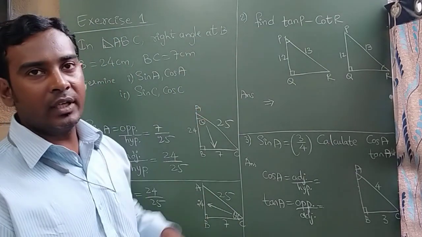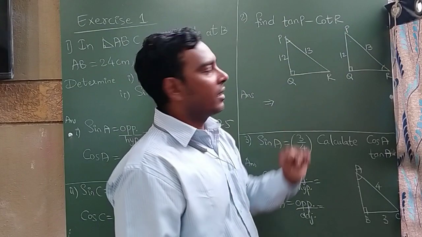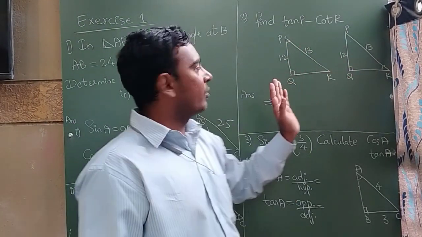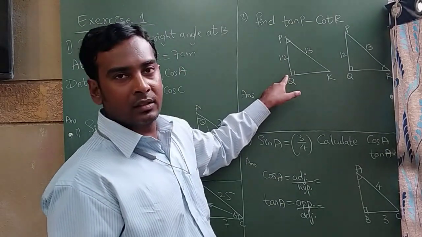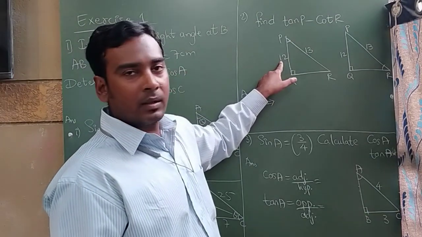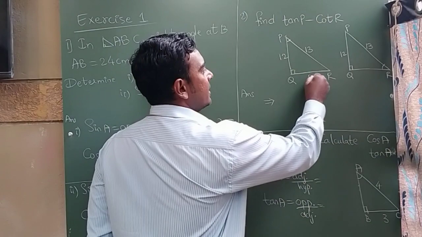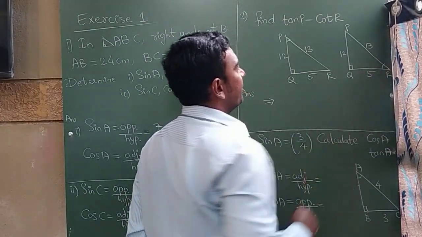Now let's move on to the second question. Find tan P minus cot A in the given figure. So I have drawn two triangles. I'll tell you why. Here PQR is 90 degrees at Q. They have given here 12 and 13. Again from the Pythagorean triplet, this side will become 5. Here also I am going to write 5.